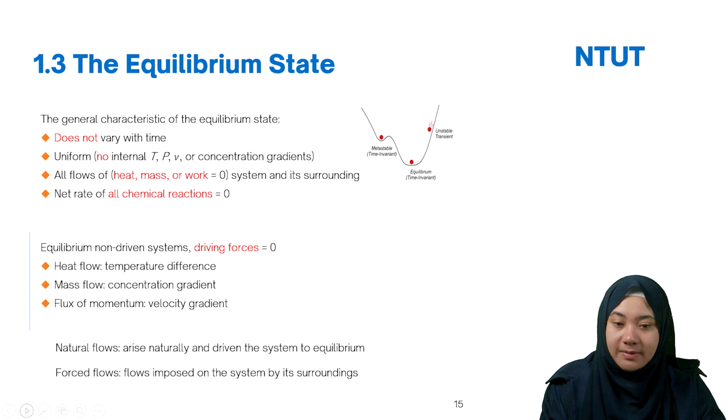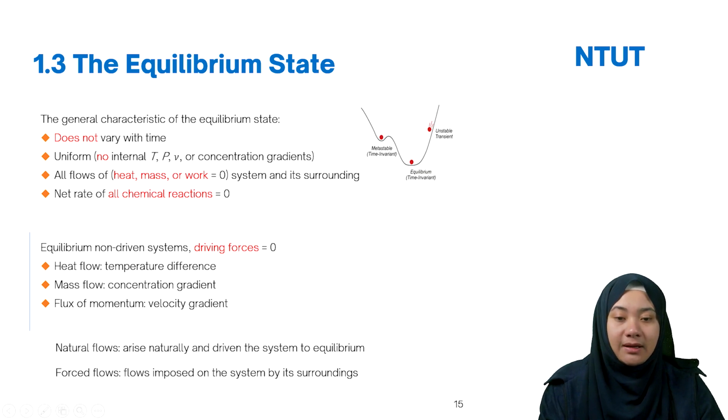So the equilibrium state. When you say equilibrium, there are some steps, like we have this figure. We have these three dots. One is metastable, and this is time invariant. So these two metastable states mean that they will approach the equilibrium condition.